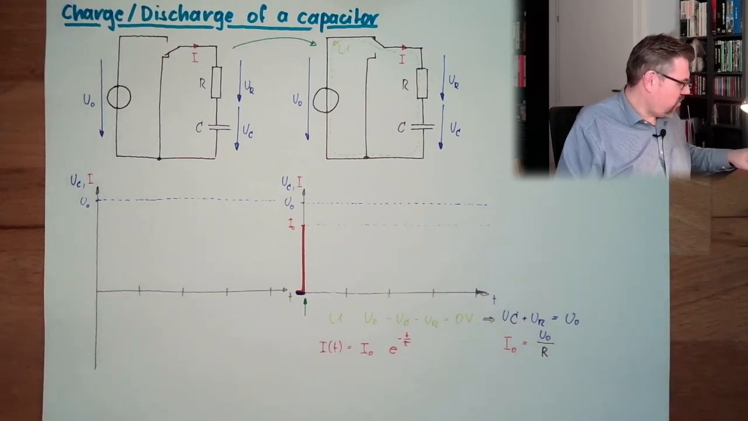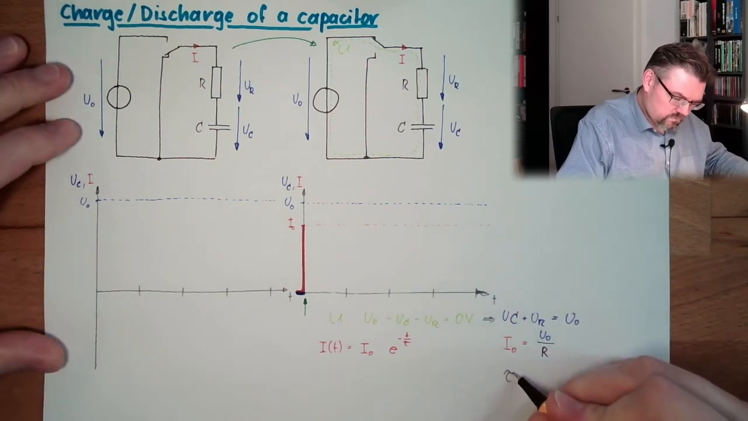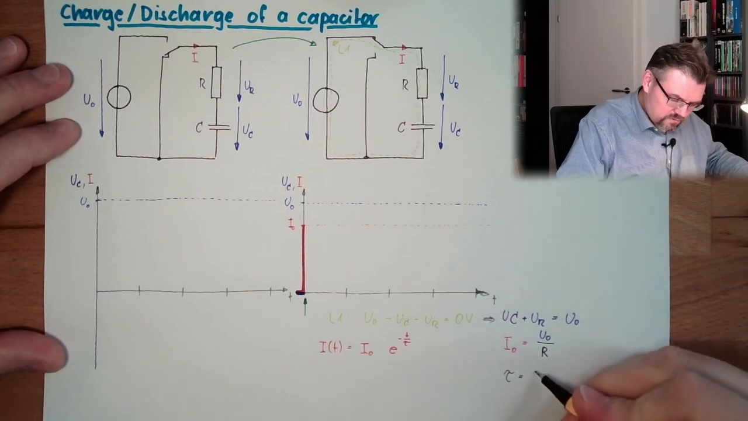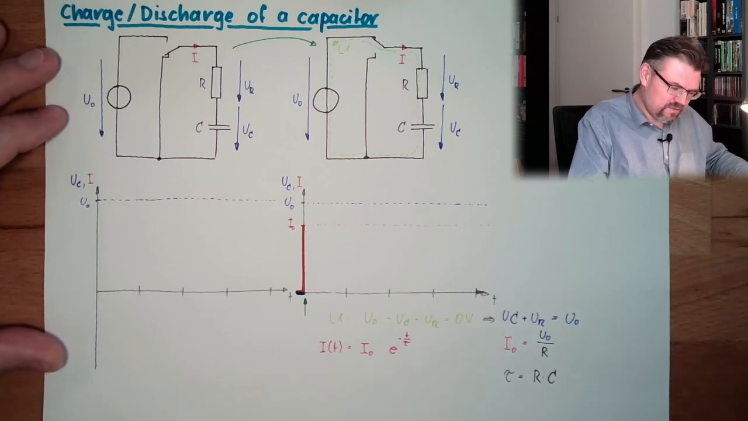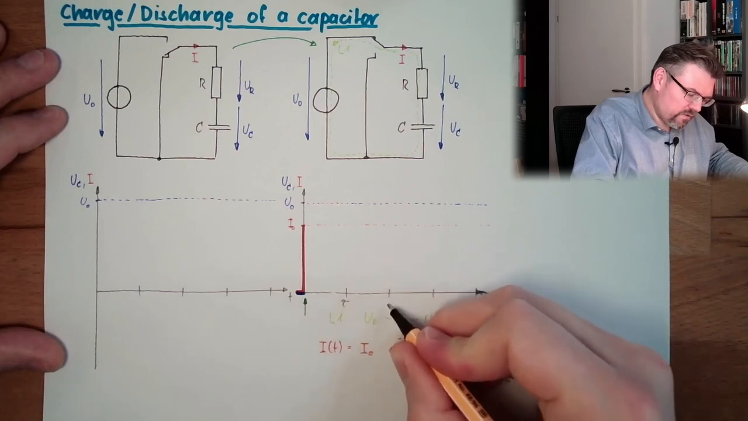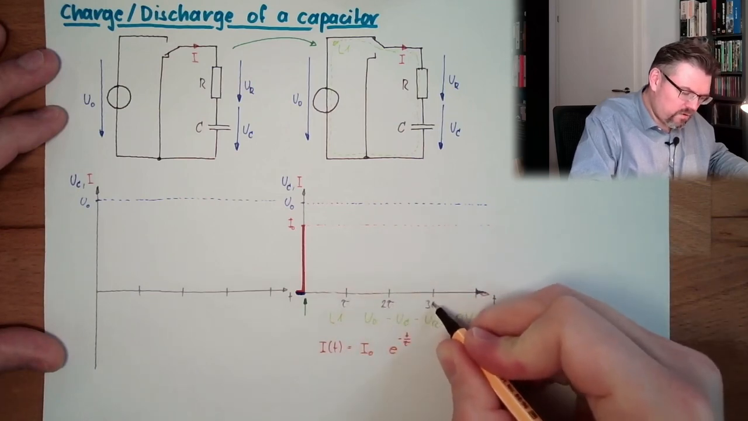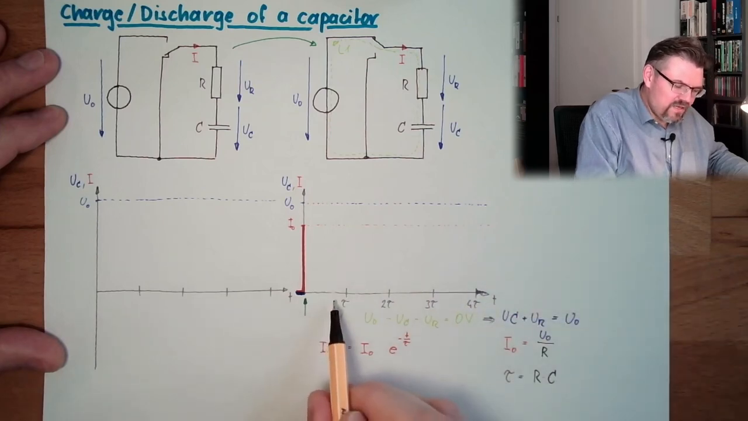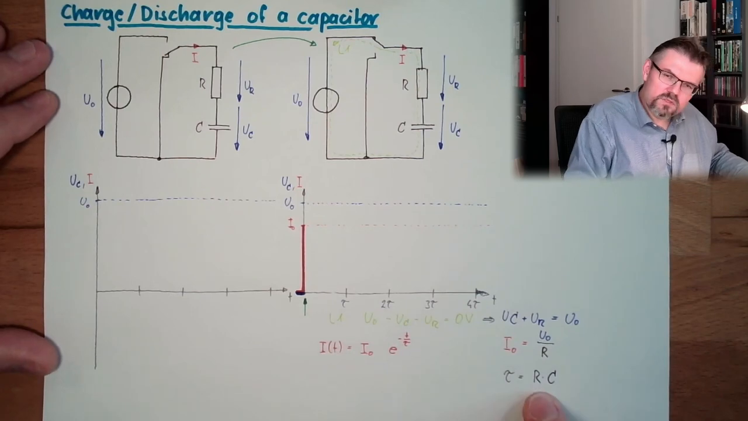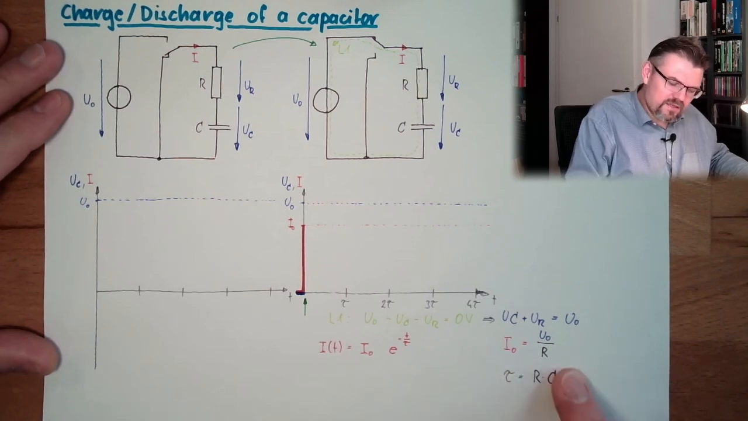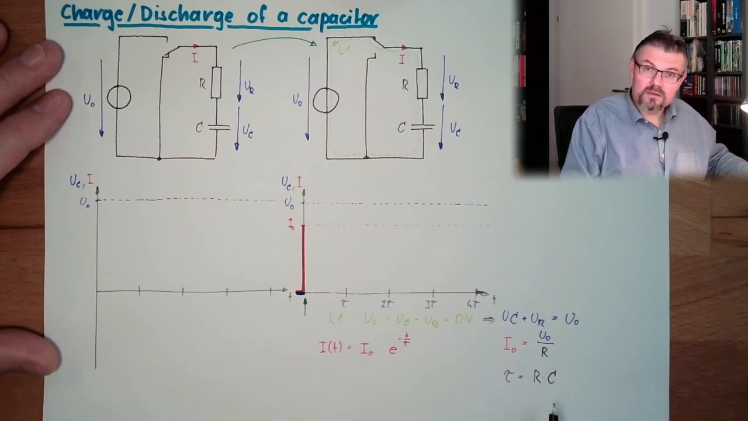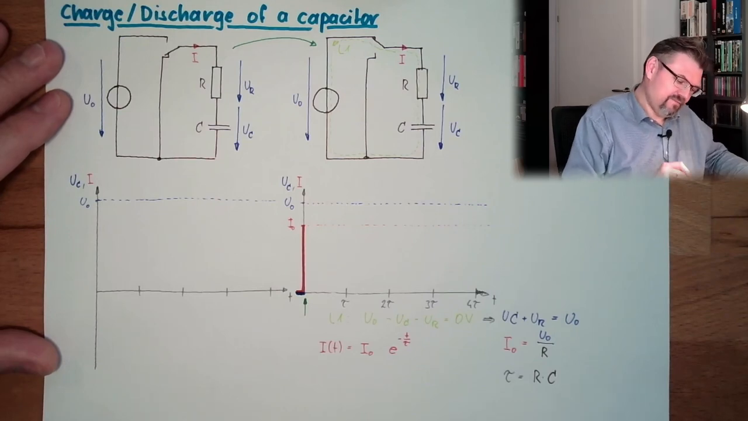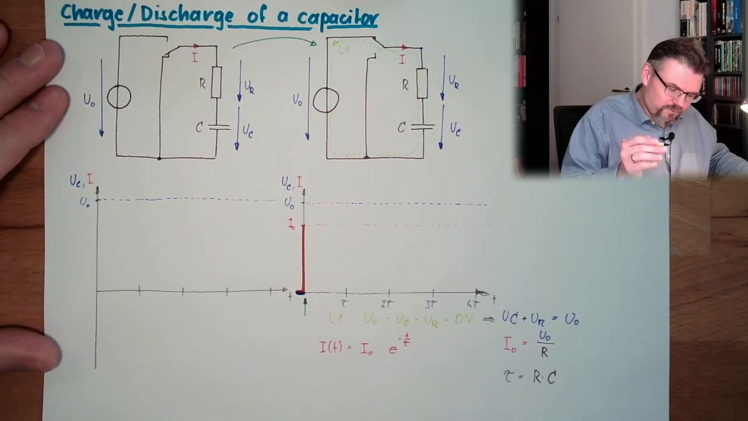And this time constant tau equals R times C. This is the so-called time constant. And now I can write it down here: we have one tau, two tau, three tau, four tau, and so on. R is in Ohms, C is in Farad, and if you put in SI base values, you will realize that the result is seconds. So this tau is really seconds. If you multiply Ohm and Farad, you get seconds. You can try it.